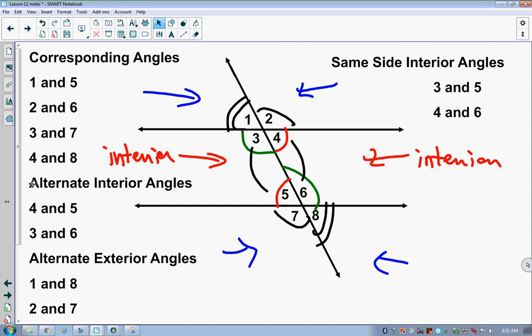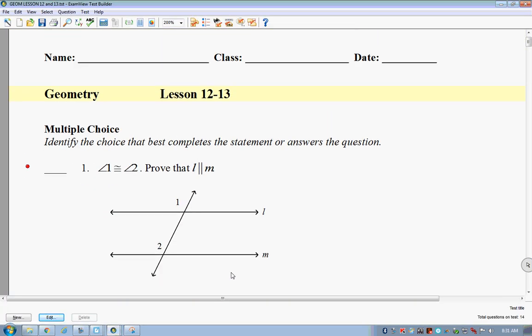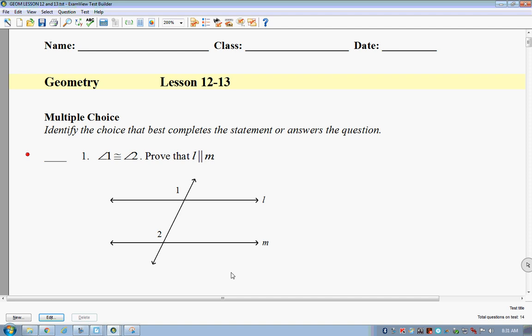All right, let's see if we can pull up and answer some questions. Look at this. This says measure angle 1 is congruent to measure angle 2. Prove that line L is parallel to line M. Well, what postulate or statement is going to tell me that those lines are parallel to each other? Go back and look in your notes. What is angle 1 to angle 2? What are they to each other? Look in the list.